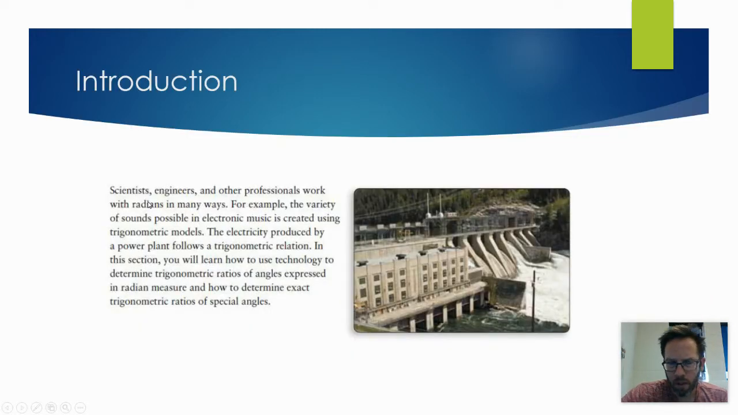Special angles and knowing exact ratios for trigonometry is really useful. There are a lot of applications, one example being electronic music, where certain notes and frequencies correspond to specific trig ratios, and for the math to work out, you need the exact values for specific angles. In your grade 11 course you did look at exact ratios for certain special angles, and we're going to review that and make some connections to radians along the way.